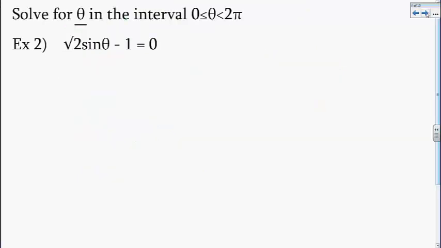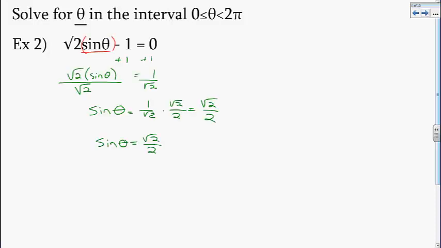In example 2, I'd like you to pause the video and try to solve this equation for the function of theta. Go ahead and pause the video now. How did you do? Compare your answer to the one on the screen. Once you have reached this point, you can proceed as we did in example 1 to find the reference angle, and from there find the angle values of theta that will satisfy this equation.